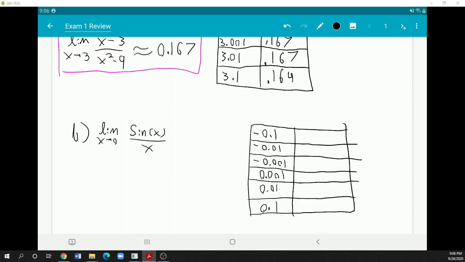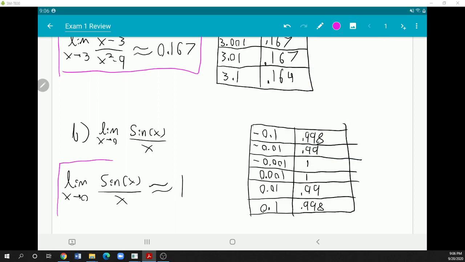Okay, so let's go ahead and start plugging in. Minus 0.1 is 0.99838. Same thing with 0.1. I'm just filling this out because I put it weird in my calculator. And then after that we have 0.99, and here we have 1, here we have 1, here we have 0.99. So then we estimate this limit, sine of x over x, to be approximately equal to 1. That's our guess. And as you should remember from class, that is in fact the right limit. This limit does in fact work.